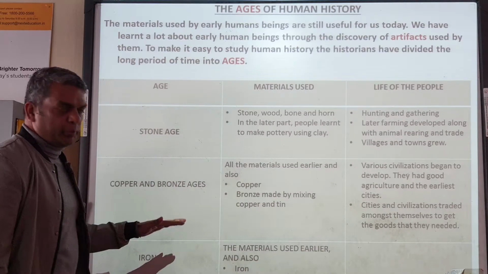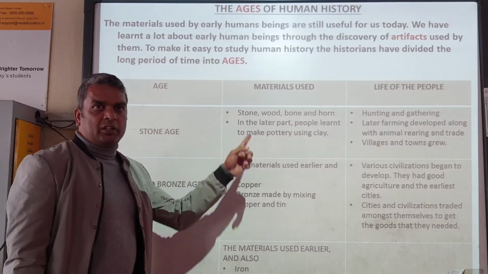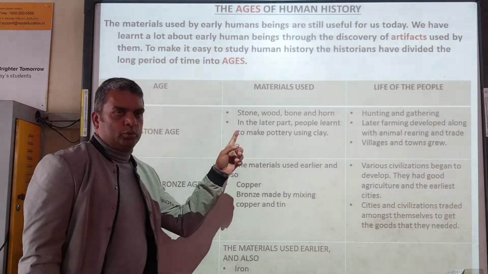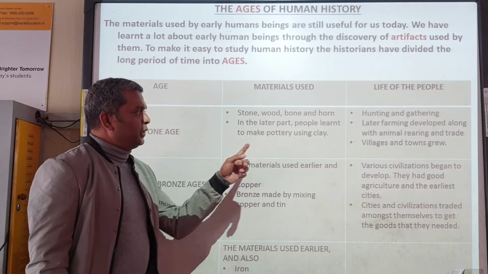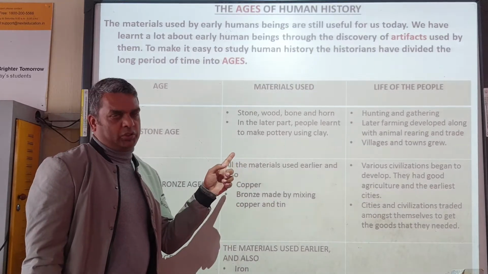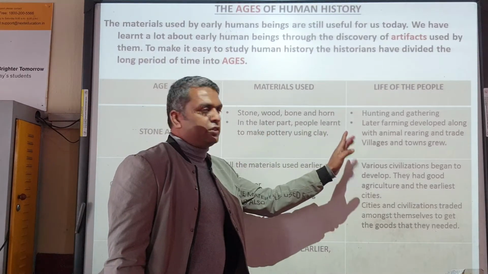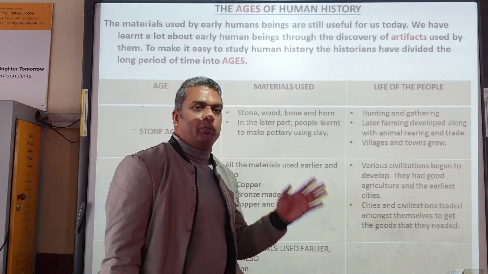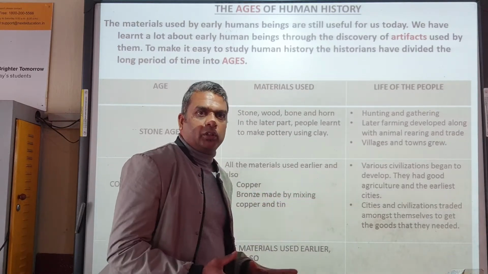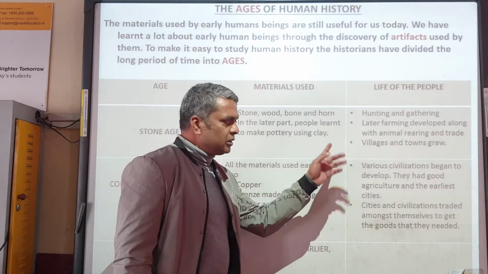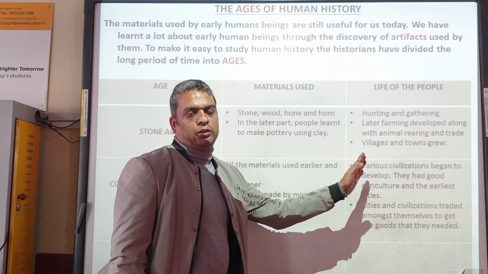This is just a summary of what we learned in the Stone Age. What were the materials that they used? Stone, wood, bone and horn. In the later part, people learned how to make clay pots, so pottery using clay. And how was the lifestyle? They were hunter-gatherers. They went roaming, only hunted and ate whatever the forest gave them. Later farming slowly developed, and they started domesticating animals.